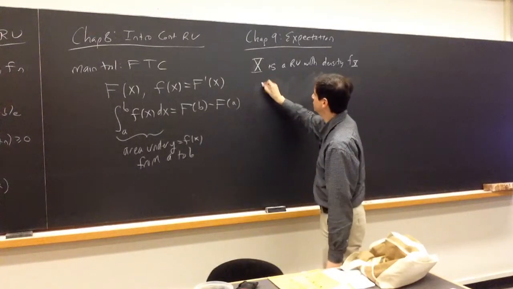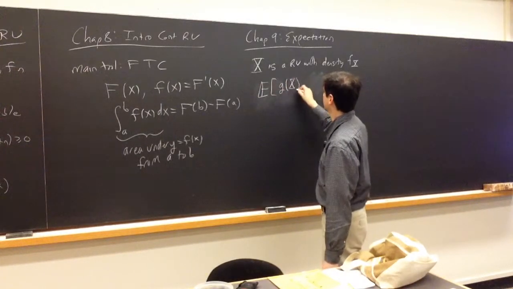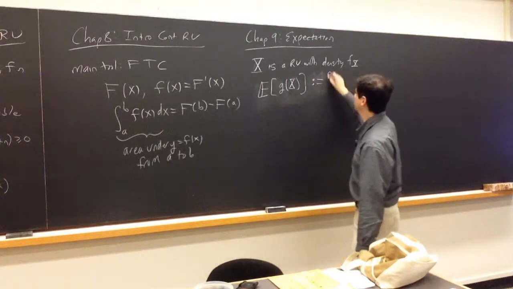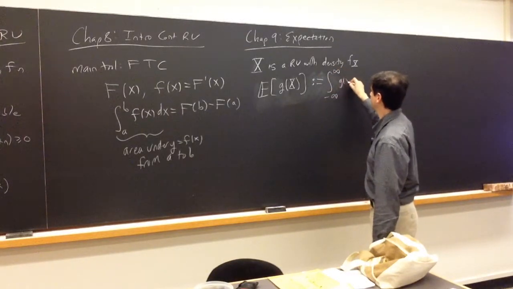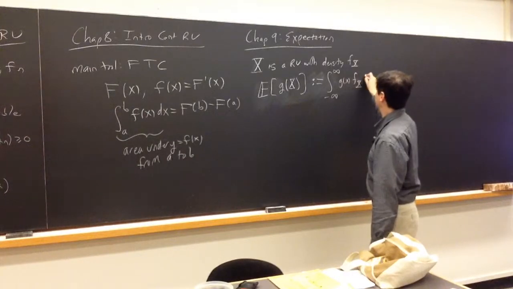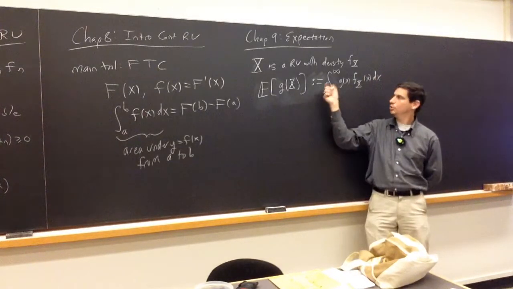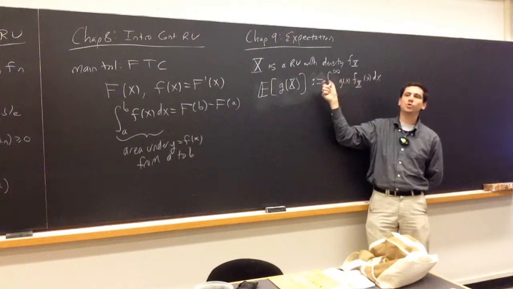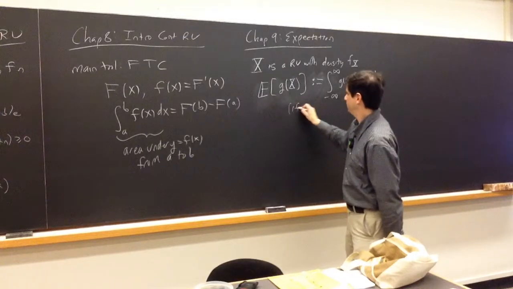So now, the expected value of some function g of x is defined to be the integral from minus infinity to infinity of g of x, f_X of x, dx. And again, if we had a discrete random variable, we would have a sum. If it exists.